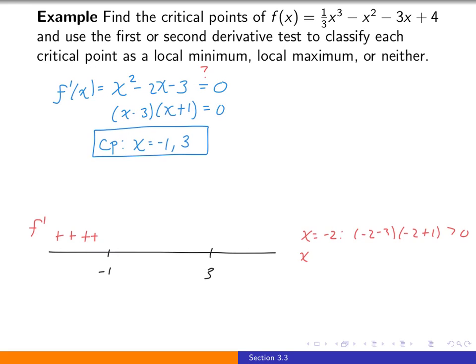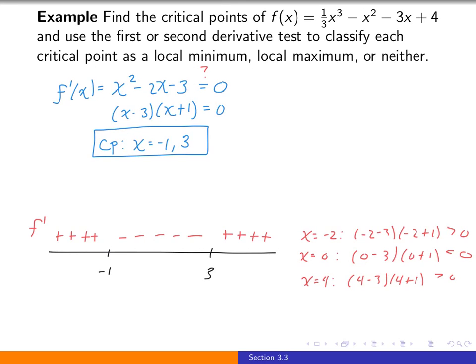If we plug in x equals 0 to f prime, we would have 0 minus 3 times 0 plus 1, which is a negative times a positive, so negative. If x is equal to, let's say, 4, and we plug in 4 minus 3 times 4 plus 1, that is a positive times a positive, so a positive. And now we can see exactly what's going on at each of our critical points.